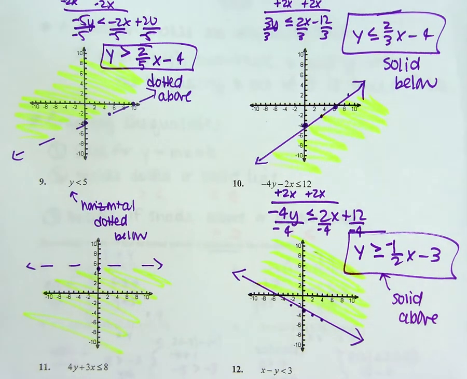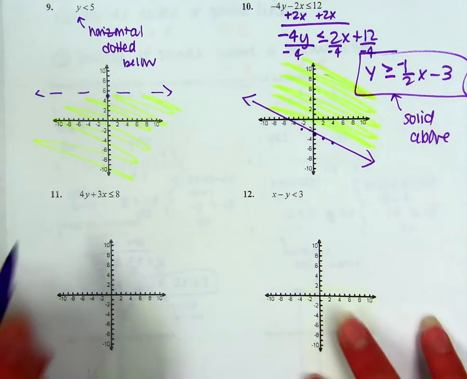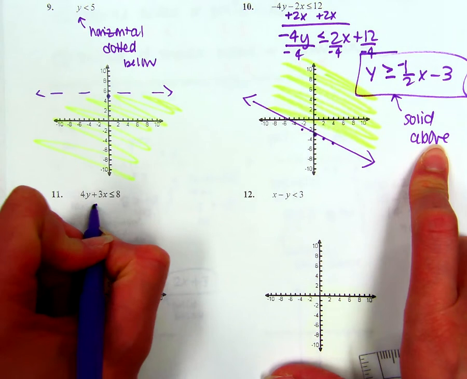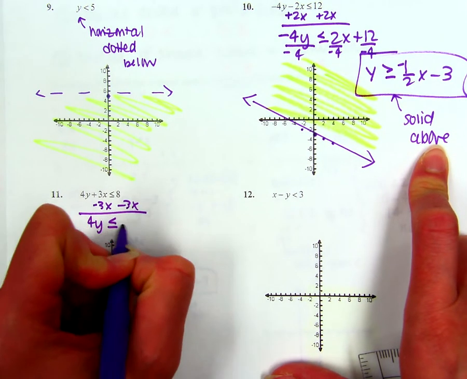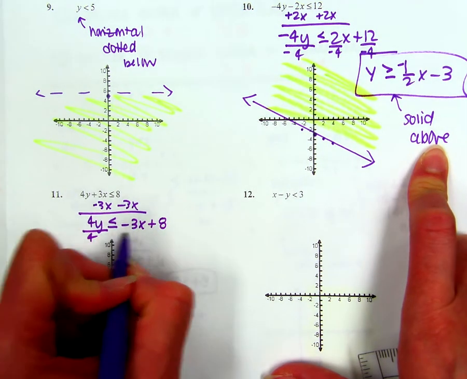All right, so I'd say the most important thing is making sure you still know how to solve for y. That's a skill we have from Algebra 1, and then decide if it's dotted or solid and above or below. But if you can solve for y correctly, you can at least get more of the problem correct. If you can't solve for y correctly, then the whole rest of the problem is messed up.